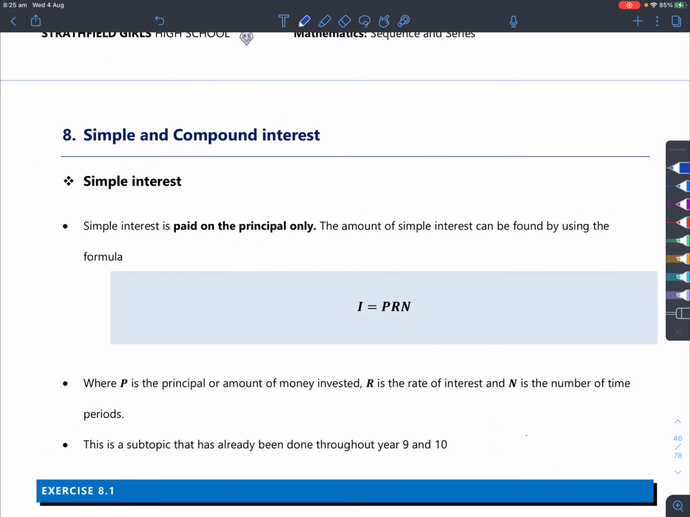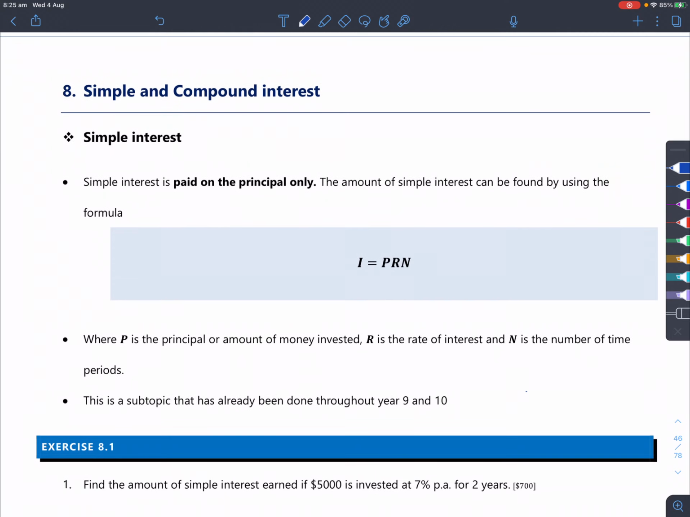In today's lesson, we'll be focusing on simple and compound interest. These two concepts are basically taught back in year 10, and we're just doing a revision of it today before doing any kind of harder type of questions in year 12.